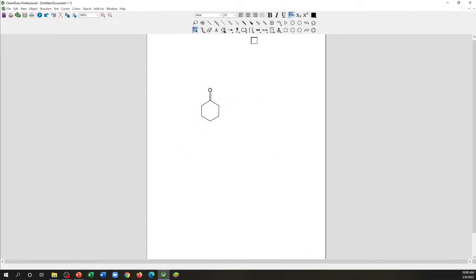Okay, this cyclohexanone has 2 alpha carbons, left and right side, and on those 2 alpha carbons are 4 alpha hydrogens. So here's one of my 4 alpha hydrogens. Here's another alpha hydrogen. We'll draw in the other 2, alpha hydrogen and alpha hydrogen.